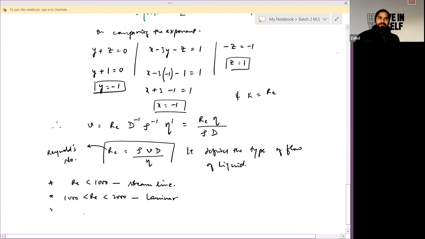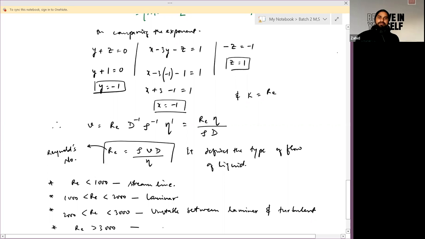Third, if RE is less than 3000 and greater than 2000, so it will be unstable, between laminar and turbulent. And last, if the Reynolds number is greater than 3000, so it will be perfectly turbulent.